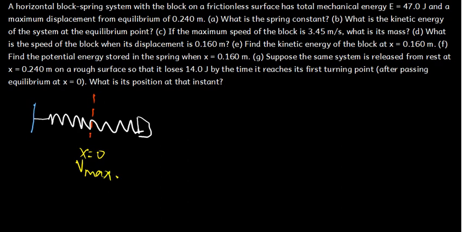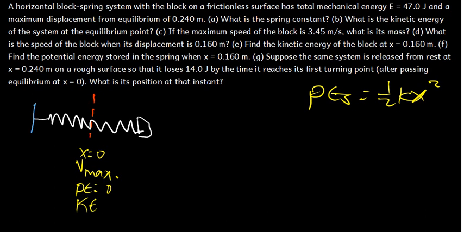So if x is 0, we don't expect to have potential energy because we know that elastic potential energy is given by the formula half kx squared. So if x is 0, potential energy is 0. If we have got the maximum velocity, we expect to have kinetic energy at its maximum. Now, at the maximum position, we are going to have the maximum of x.